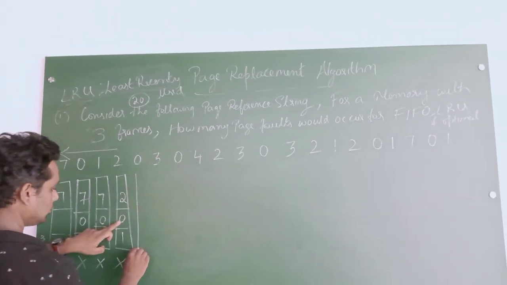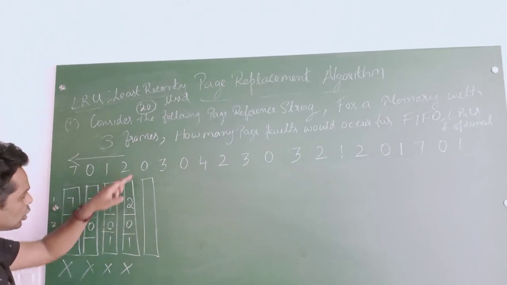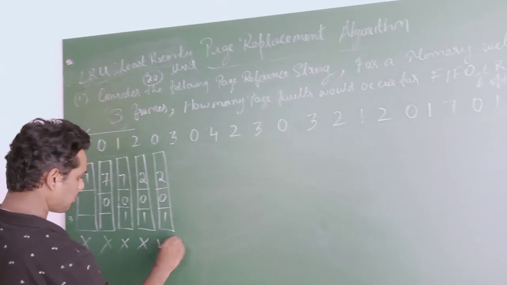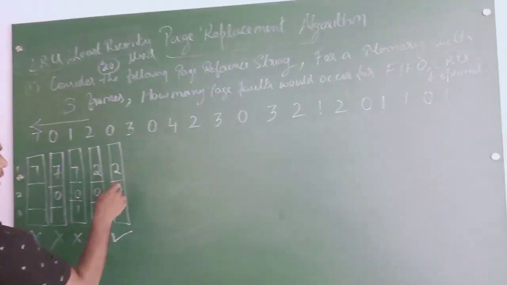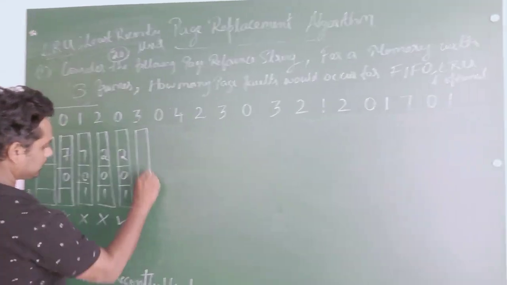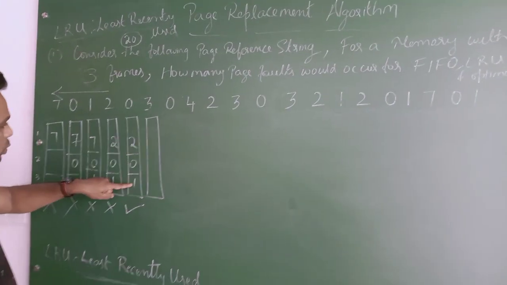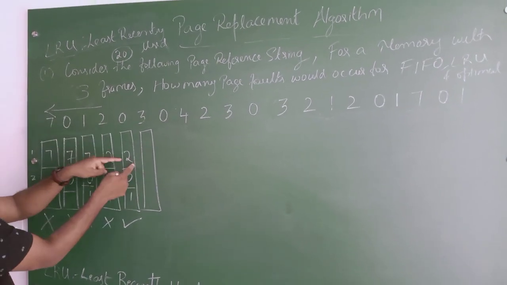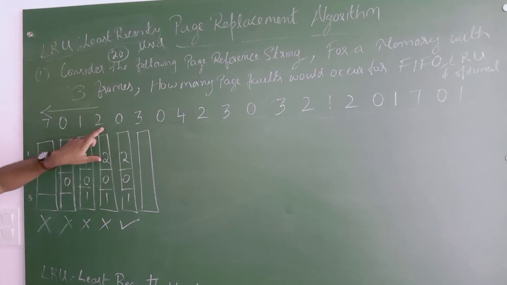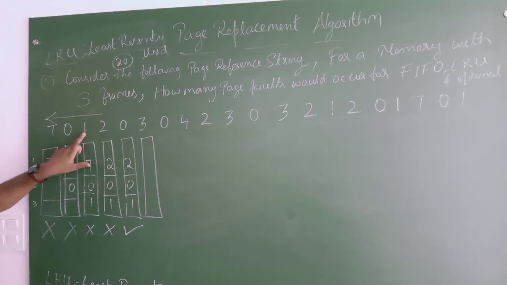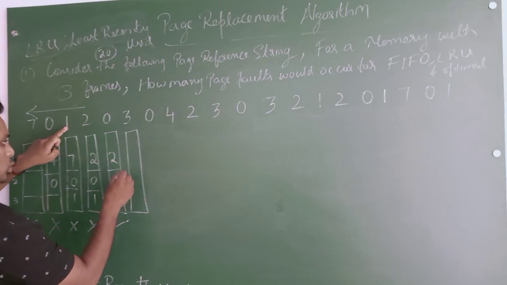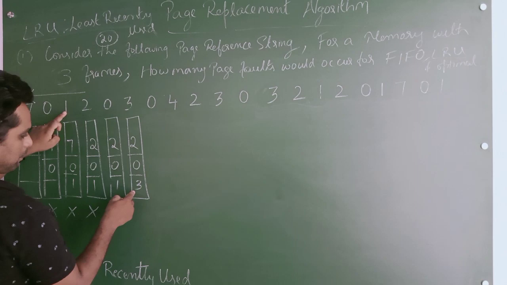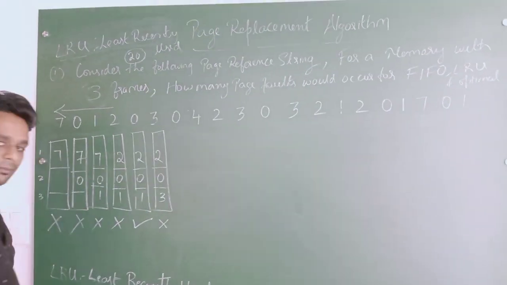Next 0 page, but it is already in memory. Don't go for replacement. That is called a page hit. No replacement. 3, not in memory. You have to go for replacement. In 2 0 1, 0 is here, 2 is here, the least recently used is 1. So replace that 1. Swap out 1 and swap in page number 3. Page replaced, that is called a page fault.